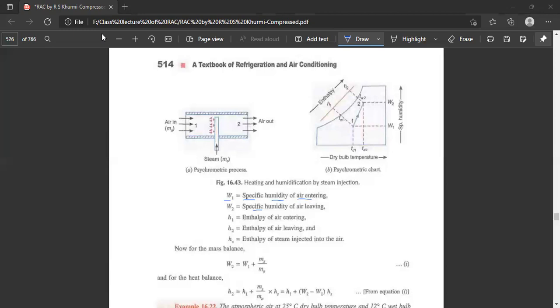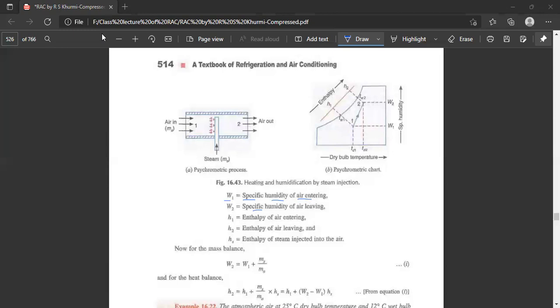Then Hs is the enthalpy of the steam injected into air. So we are considering three enthalpies: the enthalpy or heat content of the air coming in, the heat content of the air going out from our process, and the enthalpy of the steam injected in the air.